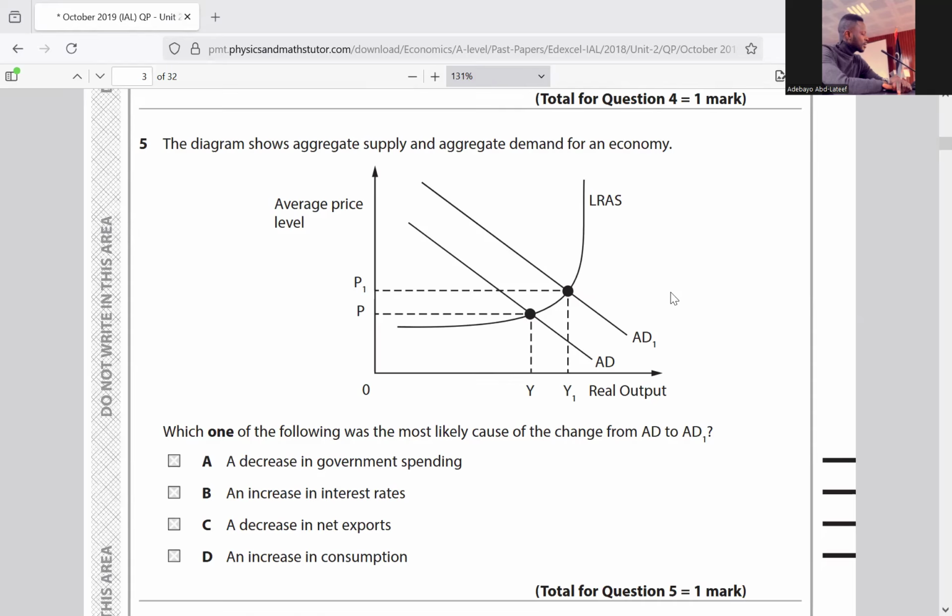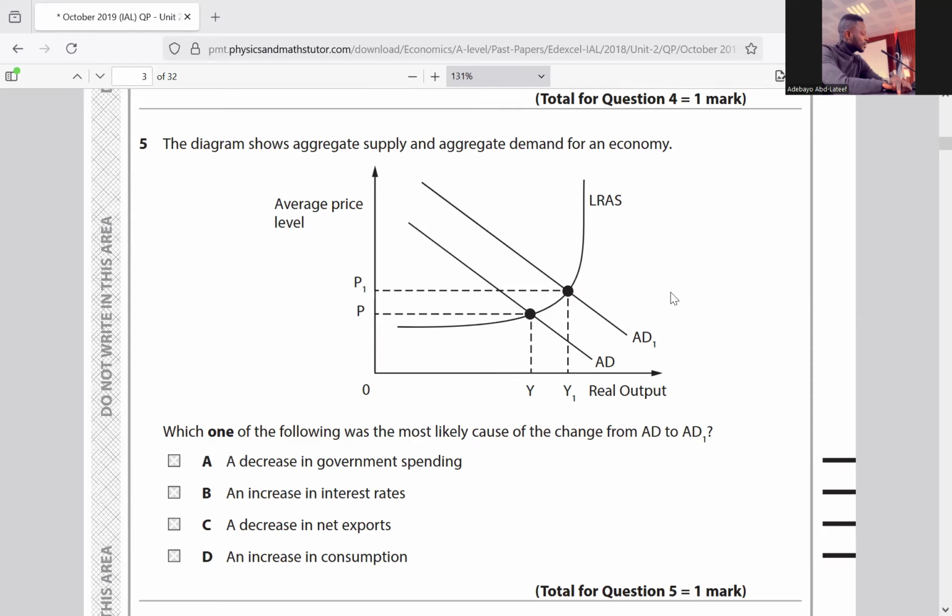It is not B. C, a decrease in net export. Net export represents export minus import. A rise in net export will bring about a rightward shift to the AD curve, while a fall or decrease in net export will bring about a leftward shift to the AD curve. So it is not C. And the last option we have is option D, which is the answer anyway. So the answer for question 5 is D.